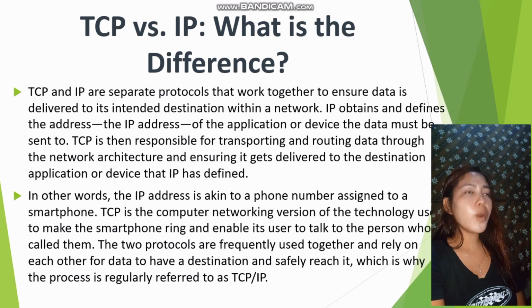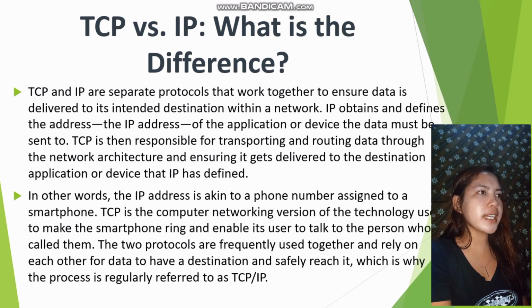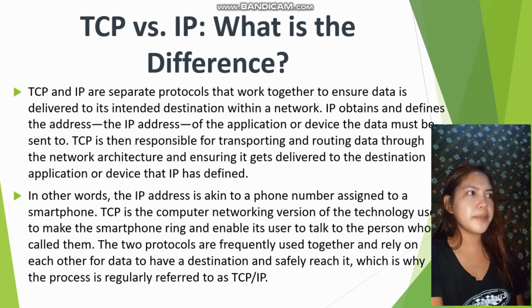TCP versus IP. What is the difference? TCP and IP are separate protocols that work together to ensure data is delivered to its intended destination within a network. IP obtains and defines the IP address of the application or device the data must be sent to. TCP is then responsible for transporting and routing data through the network architecture and ensuring it gets delivered to the destination application or device that IP has defined.